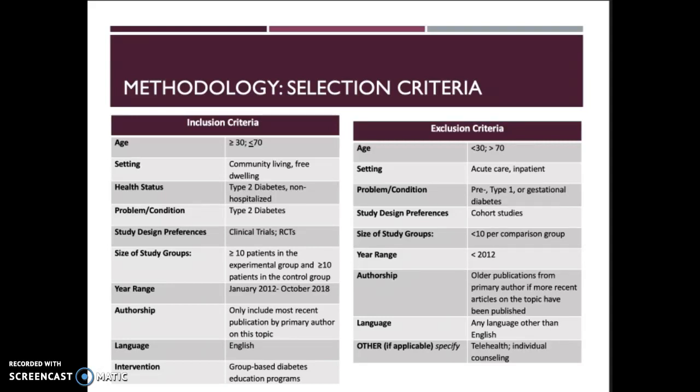Some of the exclusion criteria to highlight were diagnosis of pre-type 1 or gestational diabetes, as well as other forms of intervention, such as telehealth or individual counseling, as the focus of this review is group-based programs.